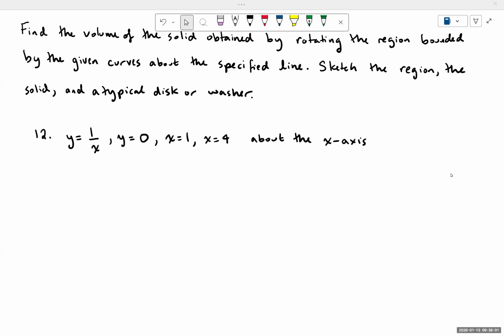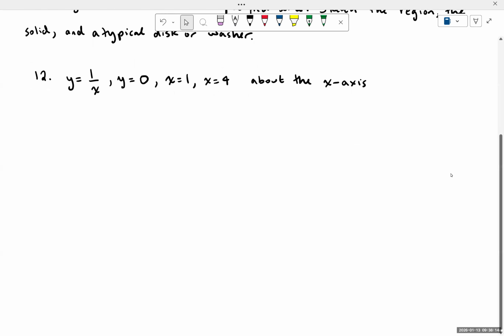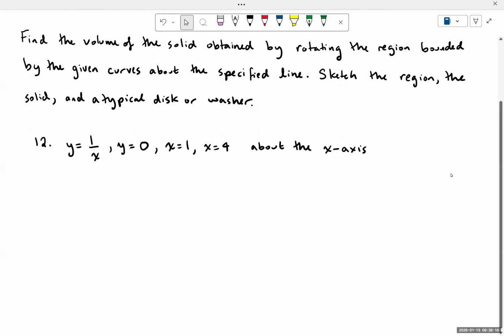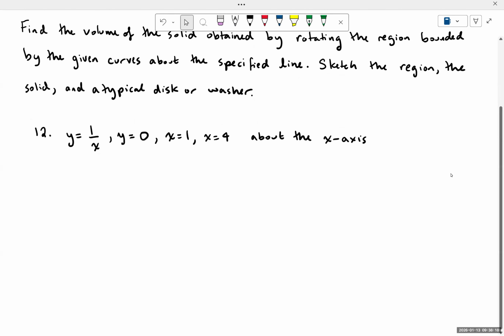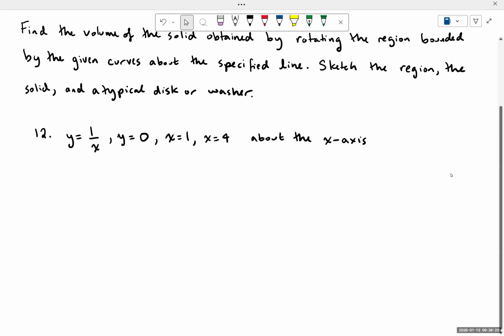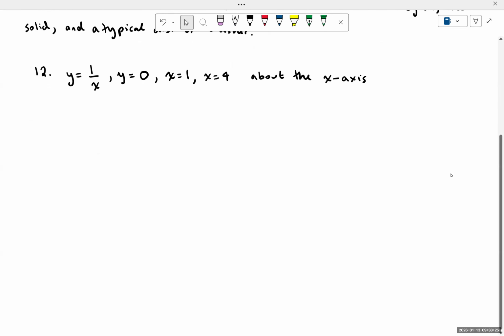A typical volume of revolution problem will give you some sort of curves, and you then have to take the area that is bounded by those curves and revolve it around a given axis, whether it's the X or Y axis or whether it's some line. So the best way of doing these problems, hands down, is just to draw it, try to picture it in your mind, and remember what we're doing. We're adding up basically volumes of very thin washers or discs.